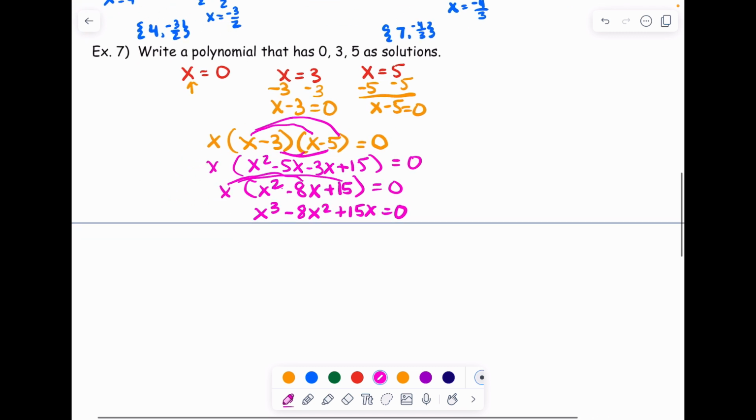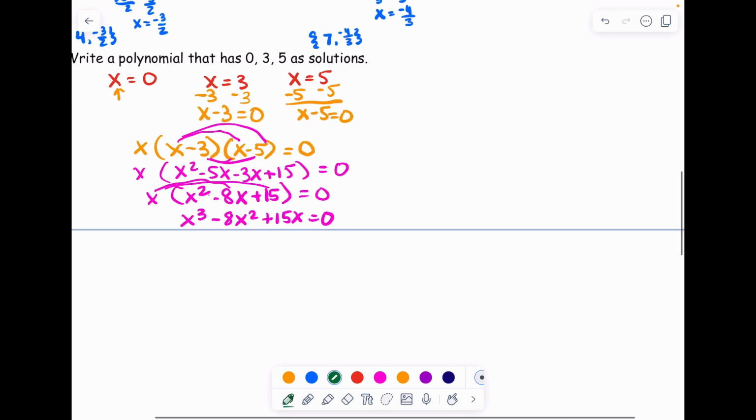So if we were needing to write this as a polynomial, and I would even say polynomial equation, right? If I just needed the polynomial, it would have been x cubed minus 8x squared plus 15x, right? So that polynomial would have these solutions or things that would make it equal to 0. But if you wanted to write it like this, I'm perfectly okay with that. Okay, I hope this helped.